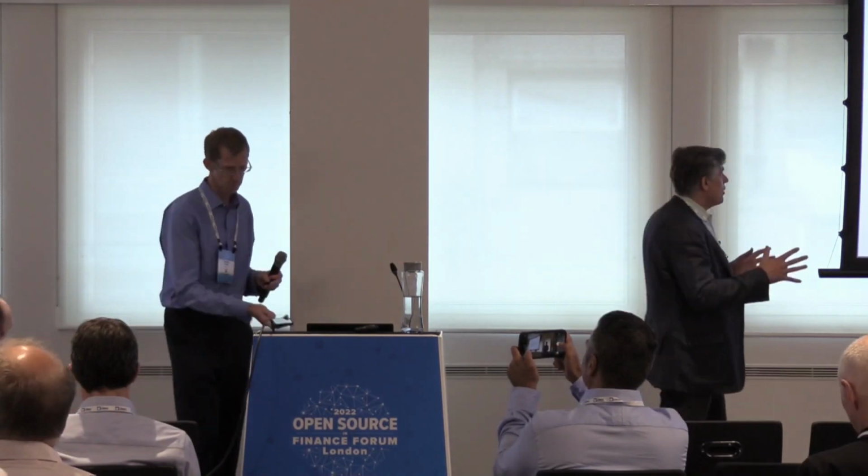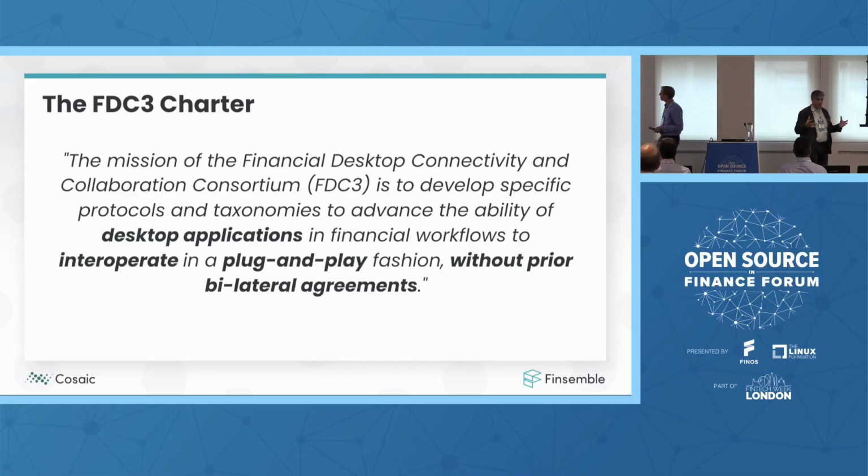All right, so I thought just for a quick moment we would read through the charter. As a product guy, I think it's always good to make sure you know what your vision is. Where are you headed? So the Financial Desktop Connectivity and Collaboration Consortium is to develop specific protocols and taxonomies to advance the ability of desktop applications in financial workflows to interoperate in a plug-and-play fashion without prior bilateral agreements, right? And I think that plug-and-play piece is really key. That's where we need to get to so that it becomes really fast and easy to build the best-of-breed desktop that all of our clients need.